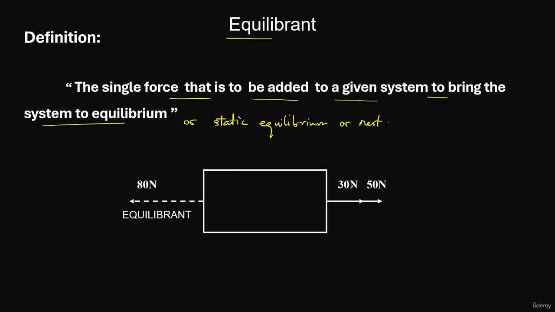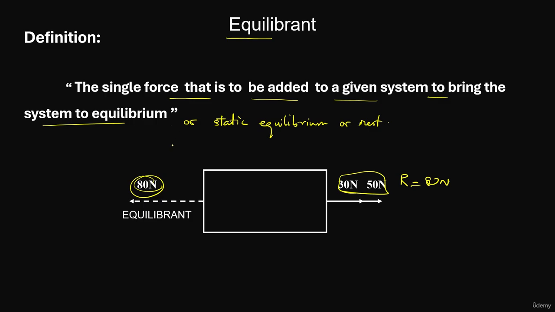Here you can see 30 and 50 Newton are acting towards the right side, and exactly opposite to this is the summation of these two, that is the resultant. The resultant is 80 Newtons, and this 80 Newton is regarded as the equilibrant. When this is applied on the body, the body comes to rest. In the same way, let us try to understand the equilibrant in a two-dimensional plane.